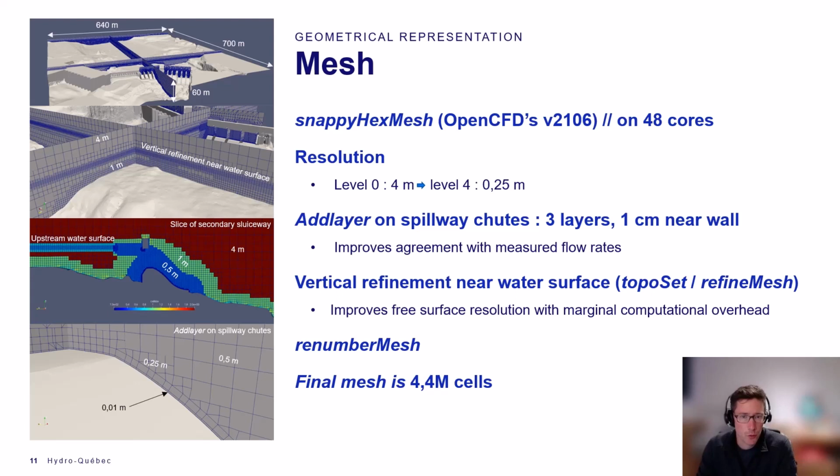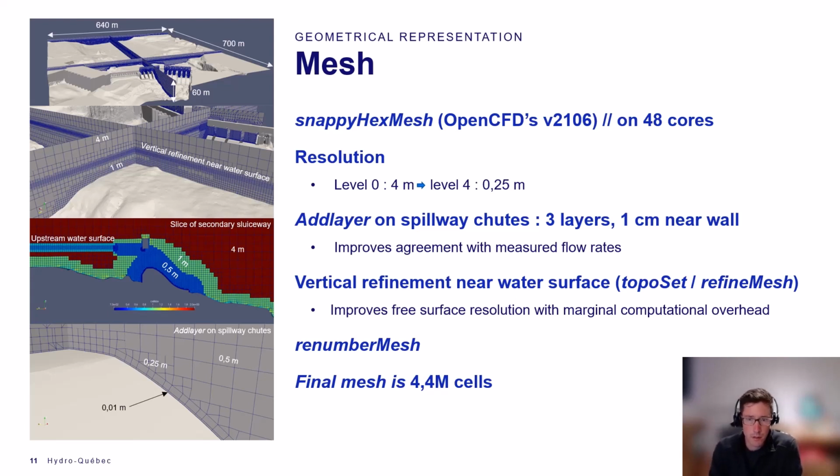The mesh was produced using snappyHexMesh. We used OpenCFD's version 2106 on 48 cores. The domain is shown on the upper left image. It spans 640 meters wide, 700 meters long, and 60 meters high. The base resolution level 0 is 4 meters in the air phase, and the level 4 resolution is 25 centimeters near structures. We added 3 layers on spillway chutes and pillars.